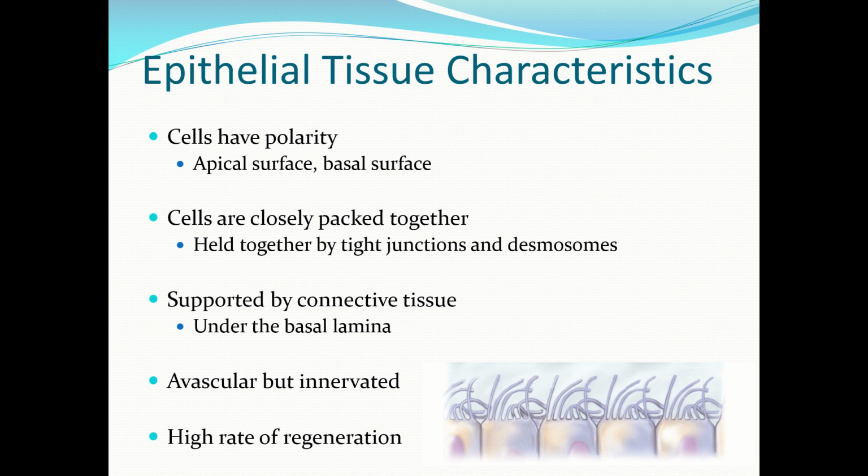Because of the constant exposure to the environment, epithelial cells have a high rate of regeneration. They undergo mitosis constantly, so they go from that G1 phase into the S phase and then proceed into mitosis. As a result of the exposure to environmental toxins and UV radiation, abrasion, heat, and the continuous need for mitosis, epithelial cells are at the highest risk for developing cancer.